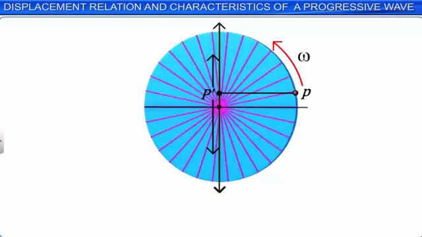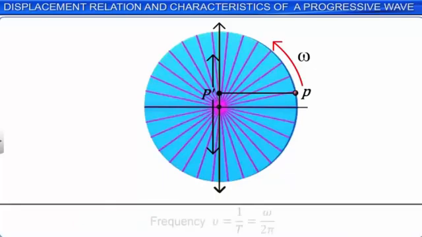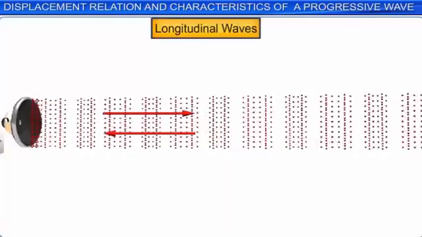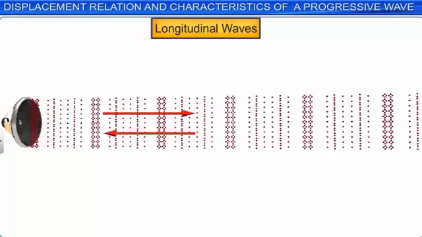In longitudinal waves, the particles are displaced in the direction of motion of the wave. The displacement equation is written as S of x, t is equal to a sine into (kx minus omega t plus phi), where S of x, t represents the displacement of the particle in the direction of propagation of the wave at position x and time t.